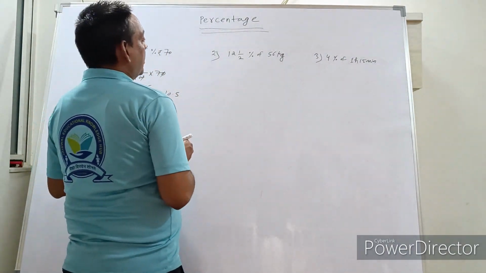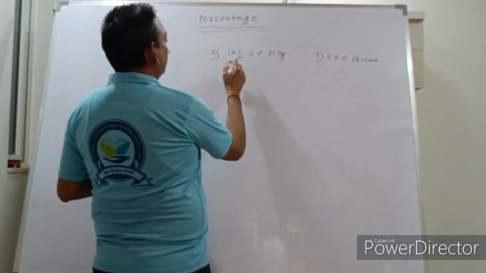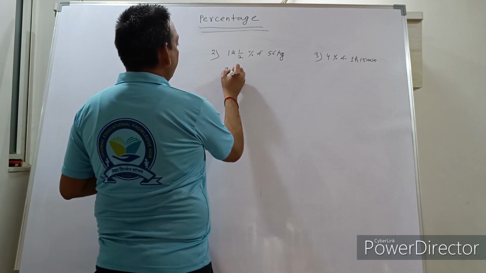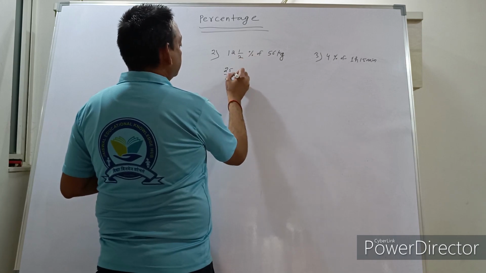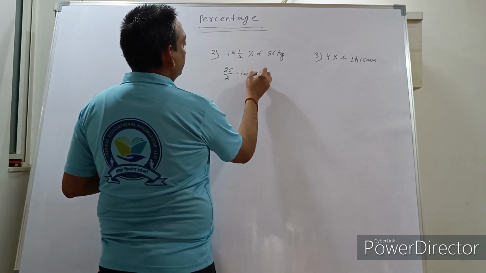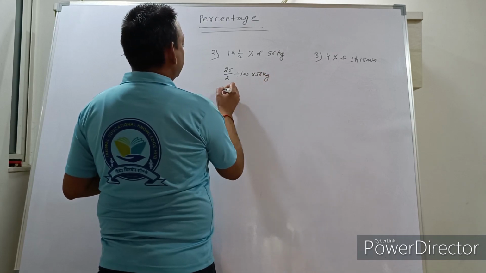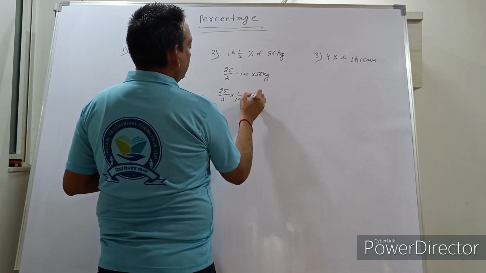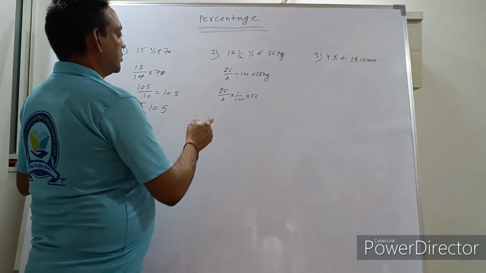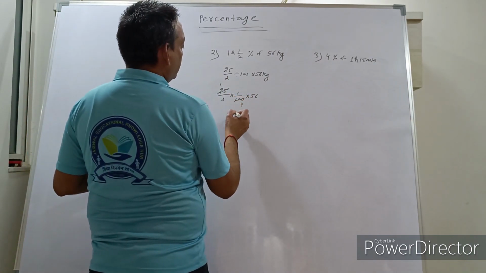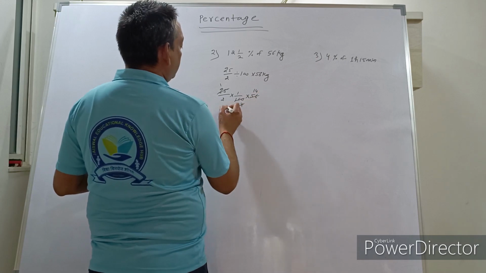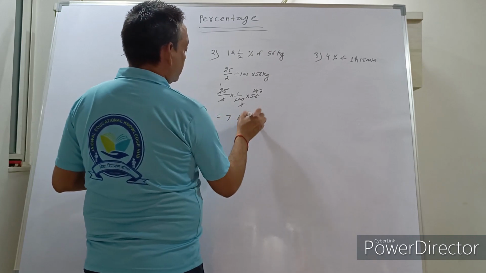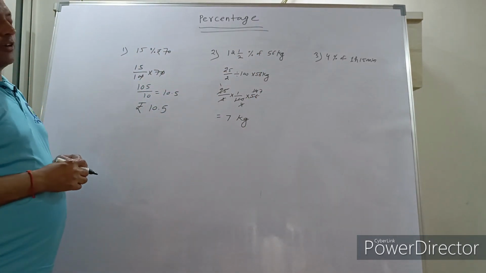Now next one is 12 1 upon 2 percentage. Either you can make it an improper fraction, that becomes 24 plus 1, 25 upon 2 percentage given, so divide by 100 and then into 56 kg, which is nothing but 25 upon 2 into 1 upon 100 into 56. Okay, so 25 fours are 100, then 4 into 14, 2 into 28, so that is nothing but 7 kg, right?